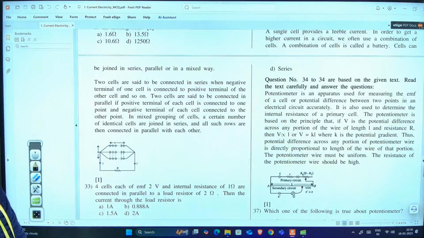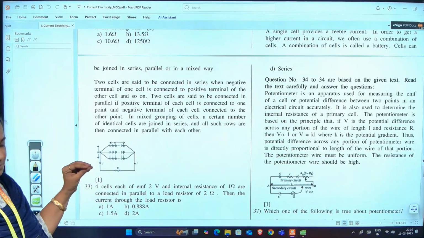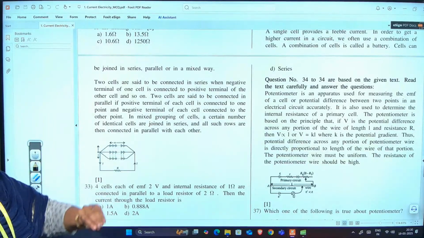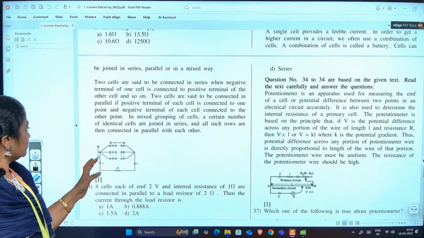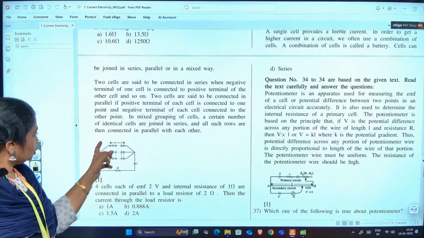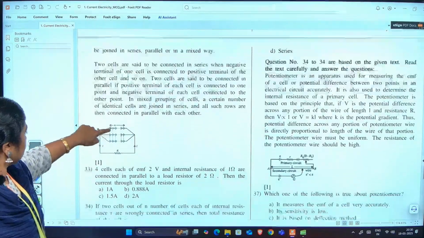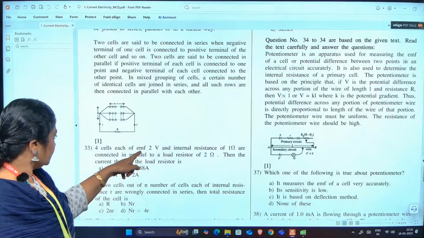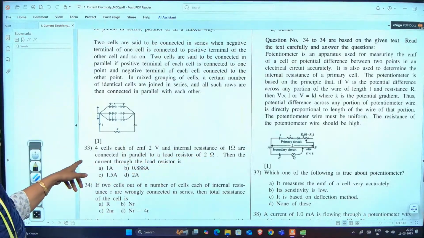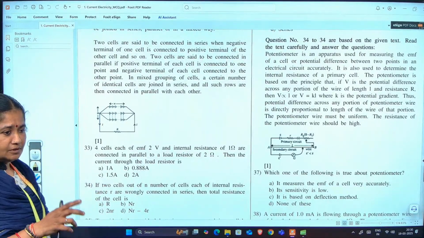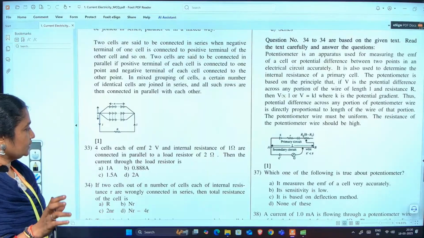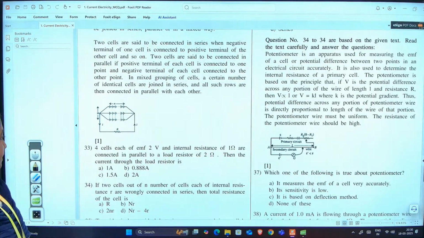Two cells are said to be connected in parallel if all the positive terminals of the cells are connected to one common point and the negative terminals are connected to another point. In the mixed grouping of cells, a certain number of identical cells are joined in series, and all such rows are connected in parallel with each other. Four cells, each having an EMF of 2 volt and an internal resistance of 1 ohm, are connected in parallel to a load resistor of 2 ohms. Then the current through the load resistor will be?